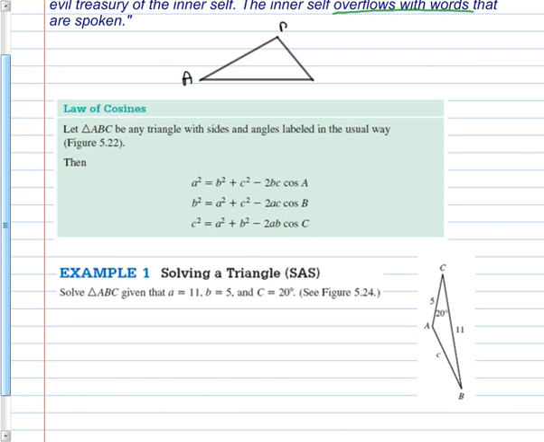Triangle A, B, C, sides A, B, C. If I know three things in that triangle, including a pair of an angle and the side that matches with it, so if I know angle A and I know side A and then one other thing, maybe it's side B, we can use the law of sines because we have that angle and side pair that I can set up a proportion with and I can solve the rest of my triangle.